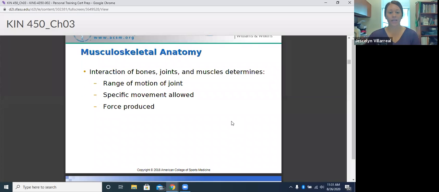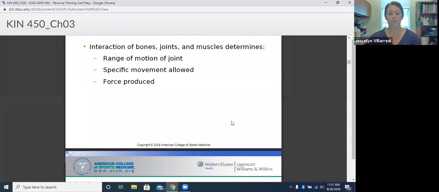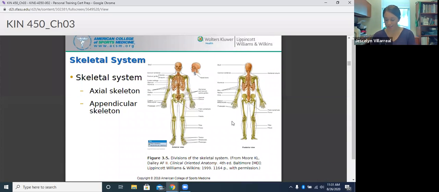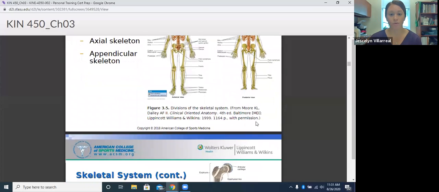Musculoskeletal anatomy. Now we're looking at the interaction of the bones, joints, and muscles, which determine the range of motion of a joint, specific movement that's allowed through that joint, and the amount of force that can be produced. In the skeletal system, we have the axial skeleton, which is the skull and the hyoid. And then you have the appendicular skeleton, which is the remaining bones, in particular those of the upper and lower limbs and their respective girdles. So these pictures are going to help you as well.